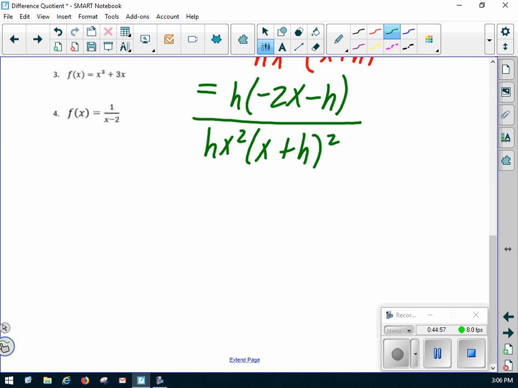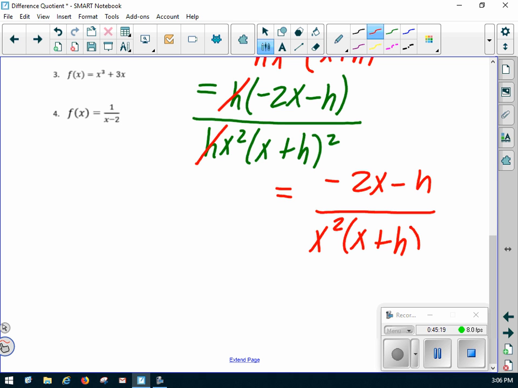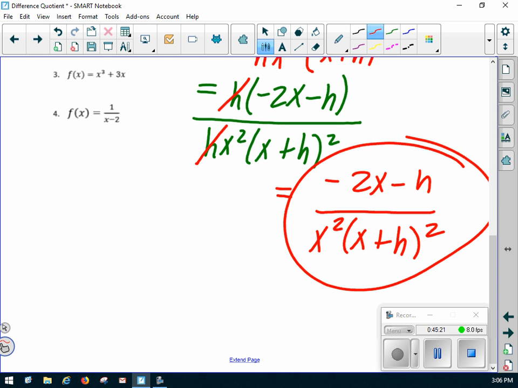Can't I factor out those h's? That h is just being multiplied by that parentheses, and this h down here is just being multiplied by this other expression. So I can factor them out. Negative 2x minus h over x squared times x plus h quantity squared. And that is your answer. Yeah. Sarah.